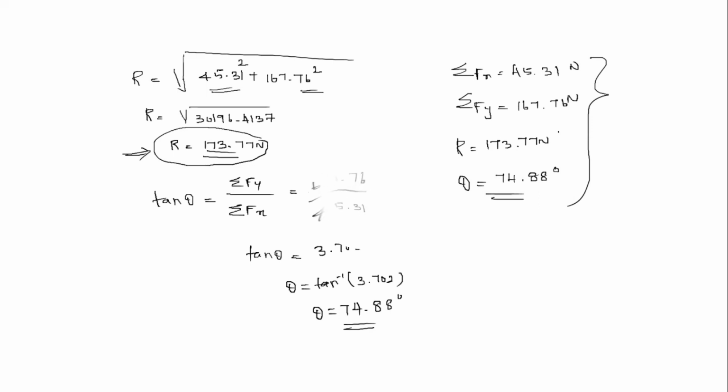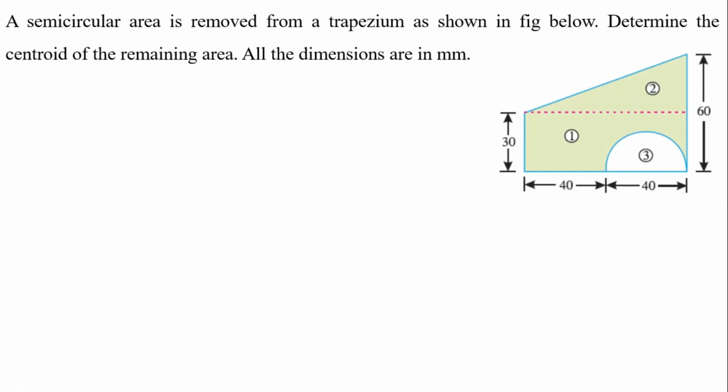Then the next problem: a semicircular area is removed from a trapezium as shown in the figure below. Determine the centroid of the remaining area. All the dimensions are in mm. So, this is 40 mm and 40 mm, this is 30 and this is 60, right. So, this is the given picture.